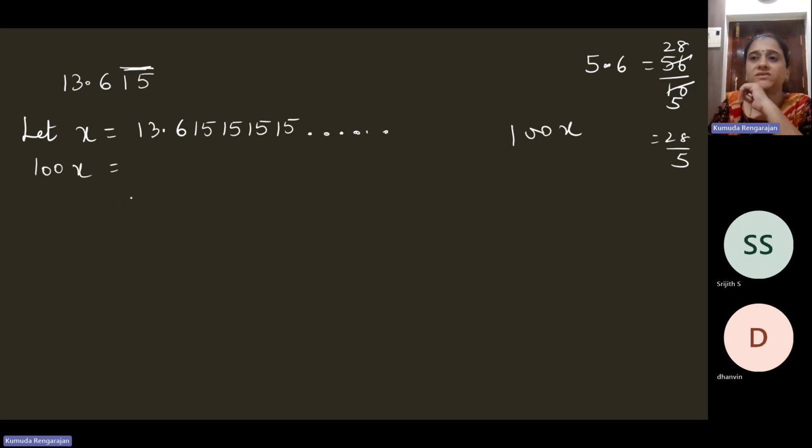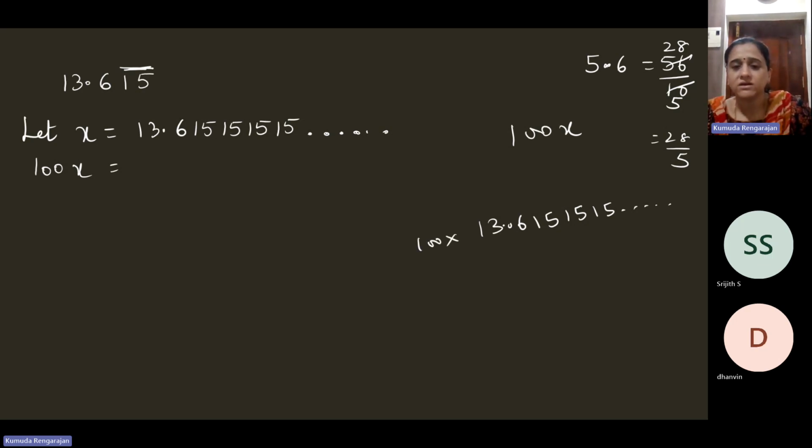When you multiply by 100, you must shift the decimal point to the right by 2 places. So this is x. What is 100x? You're multiplying x by 100. The number is 13.6151515 going on forever. When you multiply this by 100, the decimal point will move 2 places to the right.